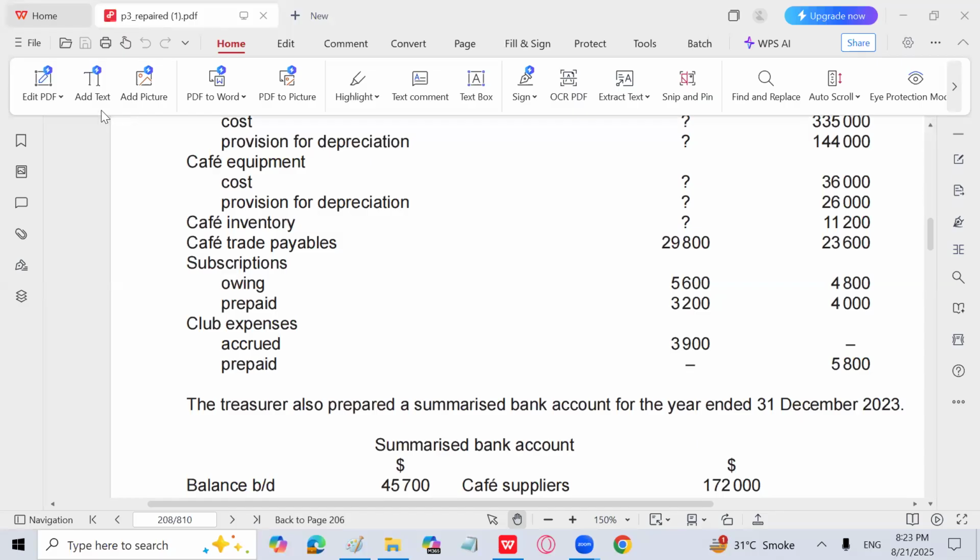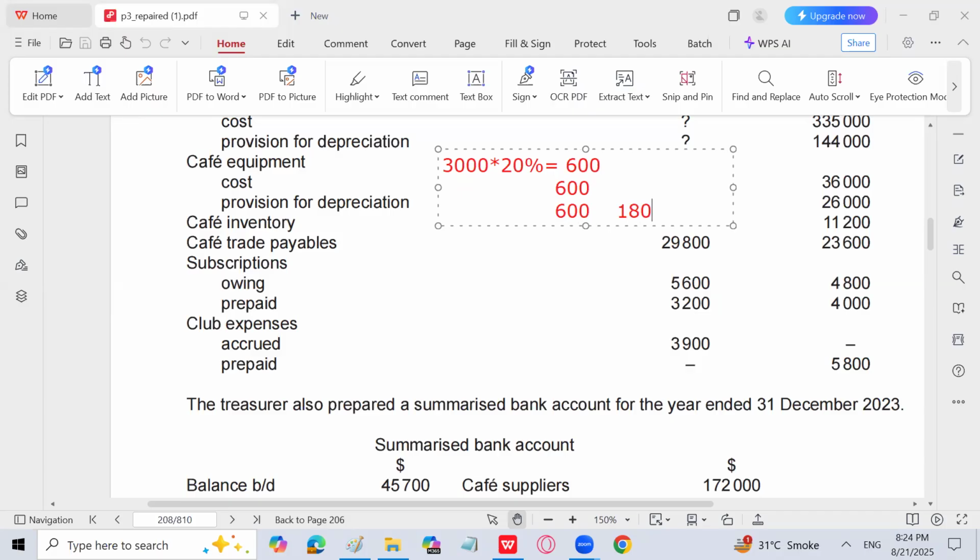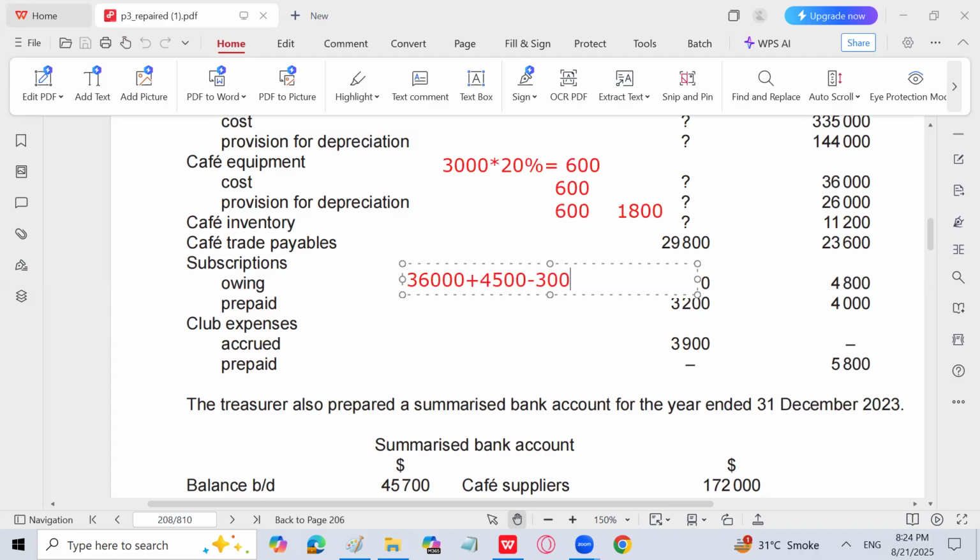Okay, so we were doing 3,000 into 20%: for 2020, 600, for 2021, 600, and for 2022, 600. So the total depreciation on the asset sold is going to be 1,800. So we can easily calculate that 36,000 is the cost plus 4,500 the new asset minus 3,000, which is written off. So the remaining asset is going to be now 37,500.